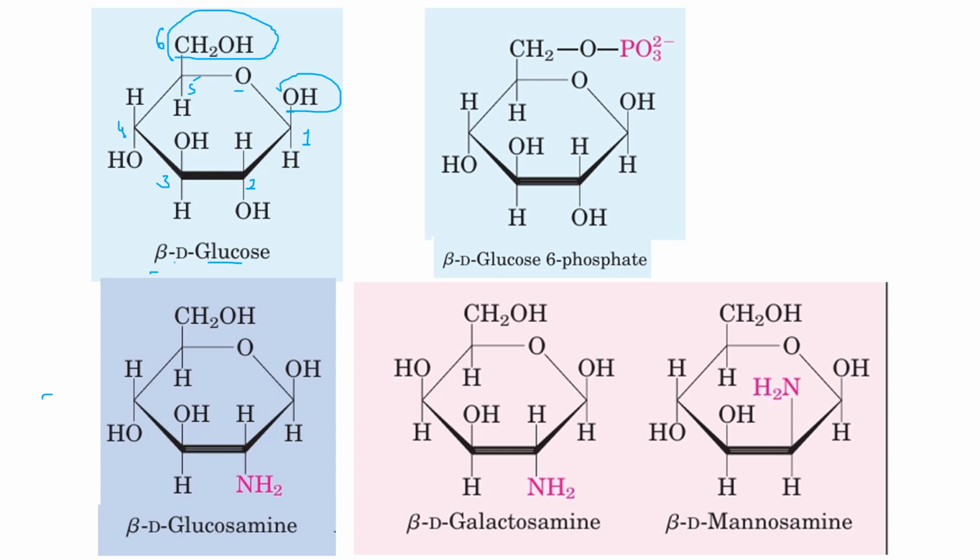Now beta D glucose 6-phosphate. 6-phosphate means it has a phosphate group attached at the 6 carbon of beta D glucose. So for its structure, you just have to draw the structure of glucose, and then the beta form. So you'll make this OH on the upper side, and on the 6th carbon there is a phosphate group. This is your 6th carbon, to which you will attach a phosphate.